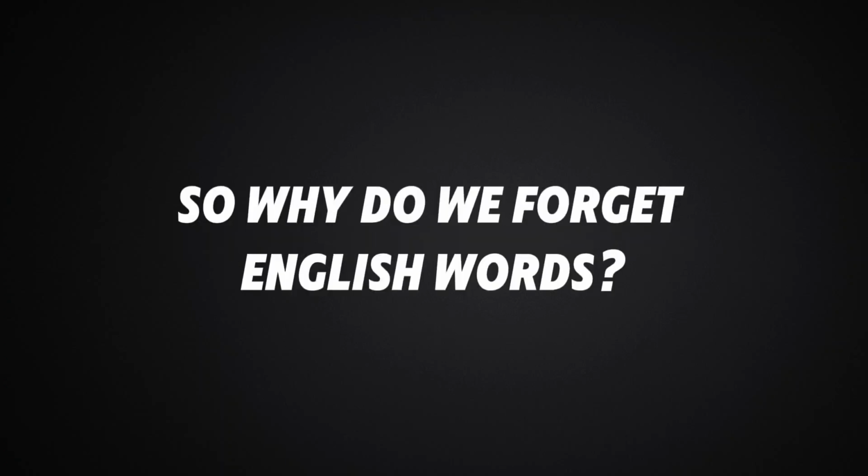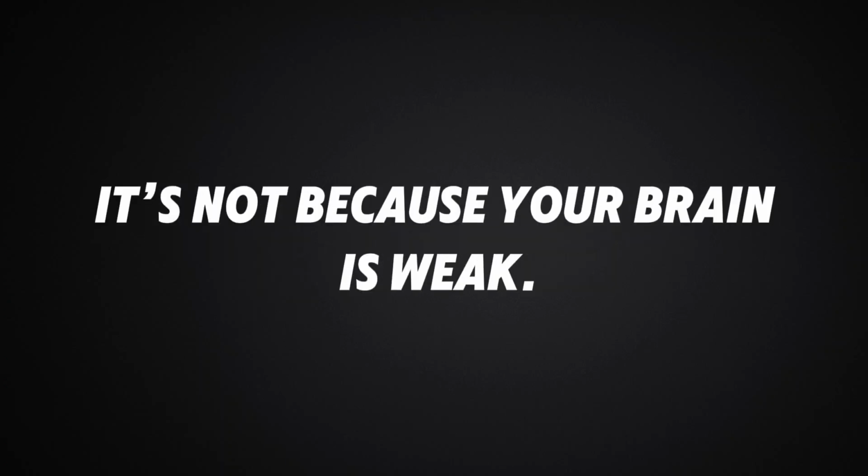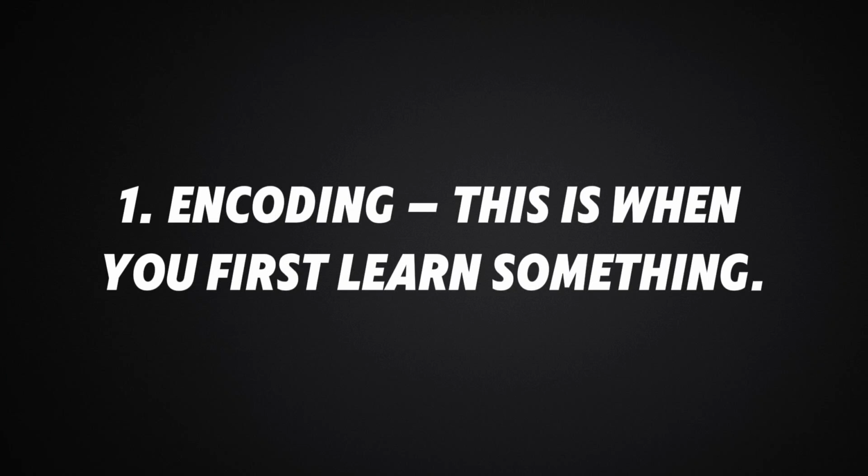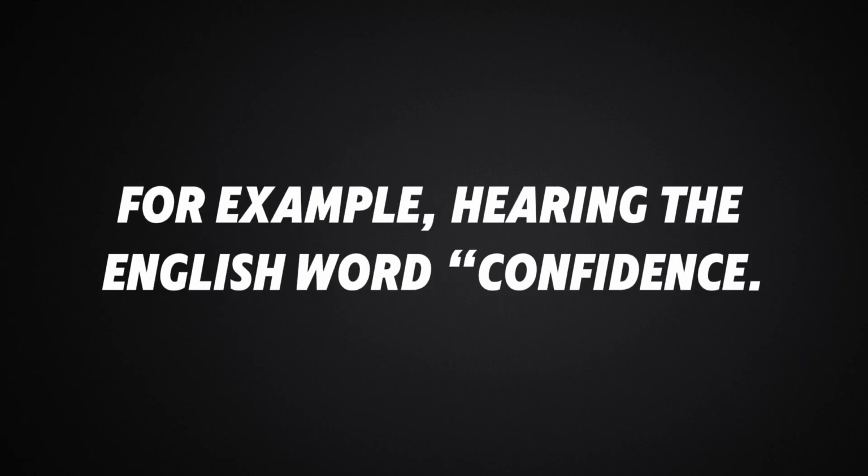So why do we forget English words? It's not because your brain is weak. It's because the information is not stored in the right way. There are 3 stages of memory. 1. Encoding. This is when you first learn something. For example, hearing the English word confidence.